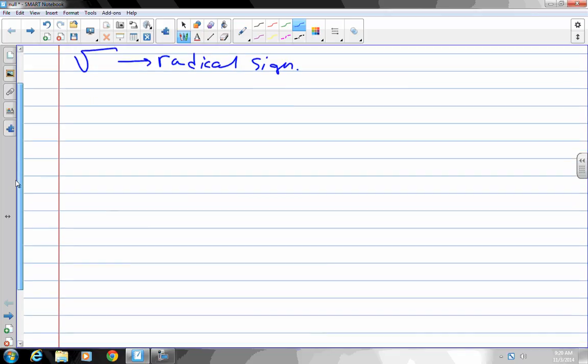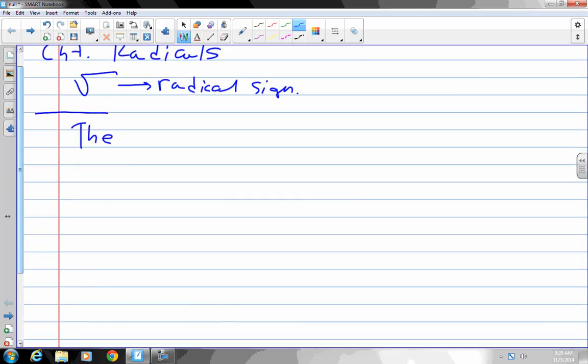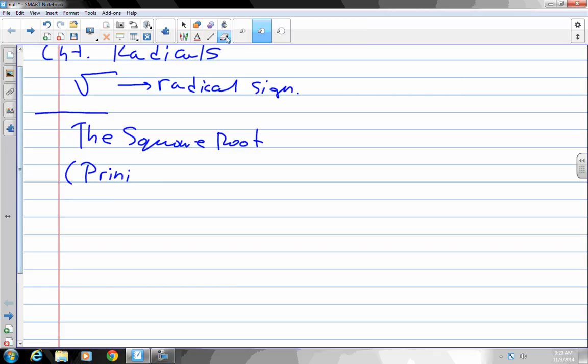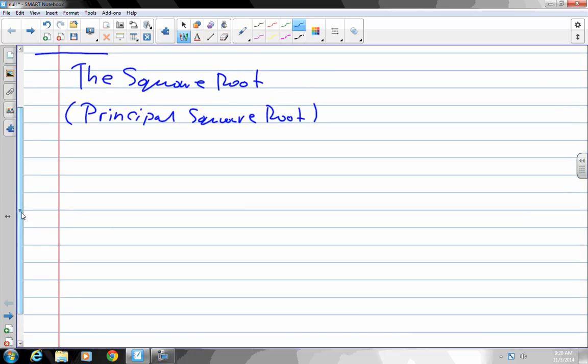So first we introduce the square root, or sometimes called principal square root. And basically the definition is the square root of A equals B means two things. One, B squared equals A, and two, B is greater than 0.